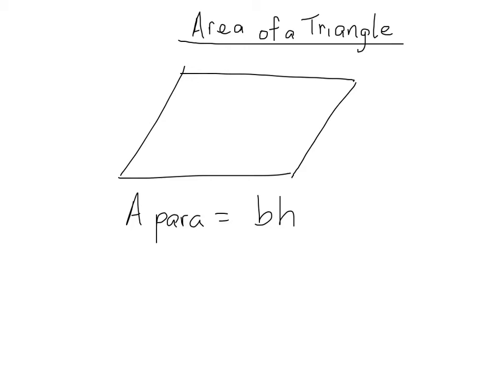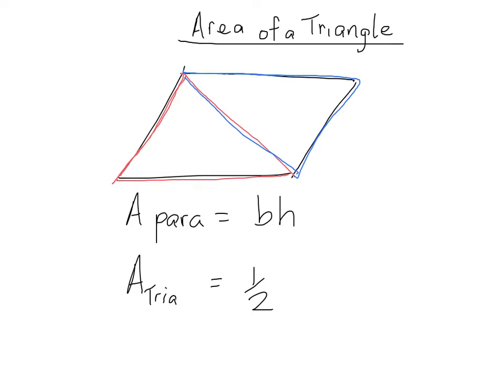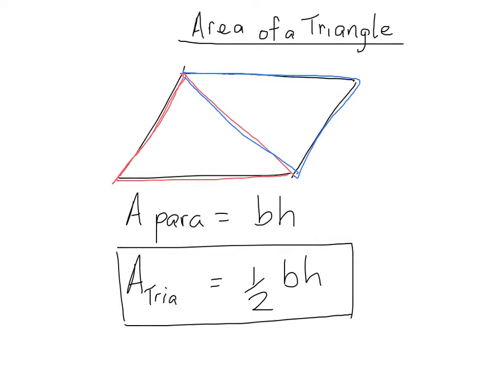If we take our parallelogram and cut it in half at the diagonal, then we've created two triangles. Our triangles are congruent to each other. They're the same size, that red triangle right there and the blue one that I'm about to draw, which means that the area of one of those triangles is half of the area of the whole parallelogram. It follows that the area of a triangle, I'll call it tria for short, is a half of the area of the parallelogram, so a half base times height. So that's how we get the formula for the area of a triangle.